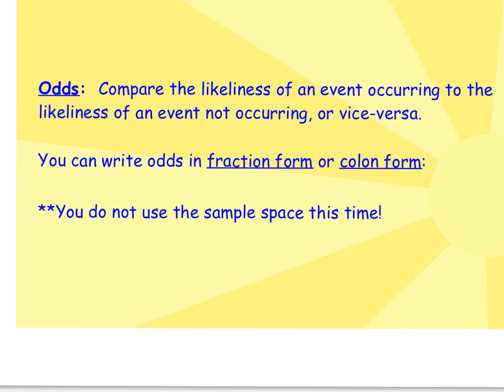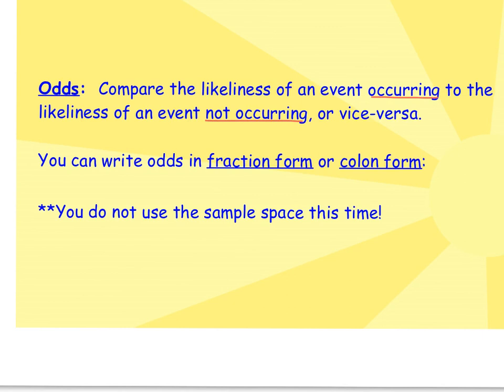The next part in lesson 10.3 is discussing odds. The odds of an event happening are different than the probability of an event happening. It says compare the likeliness of an event occurring to the likeliness that it doesn't occur, or vice versa. Now we're not looking for sample space.